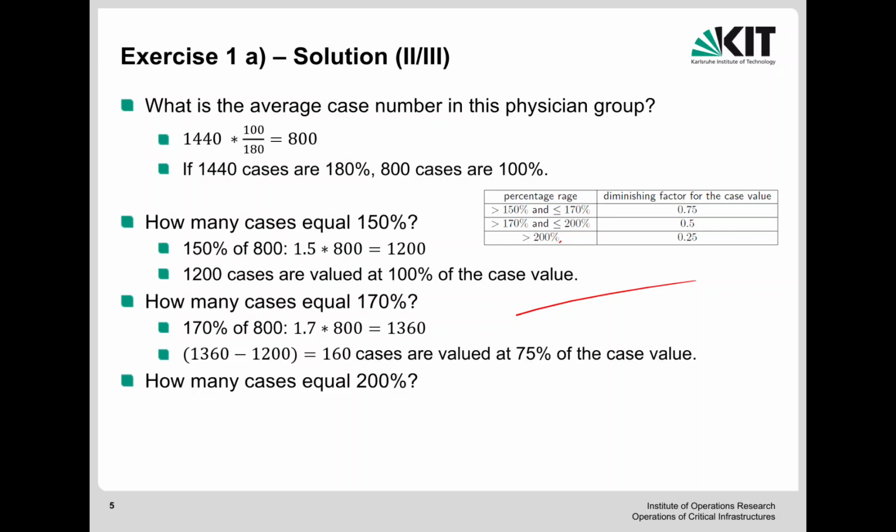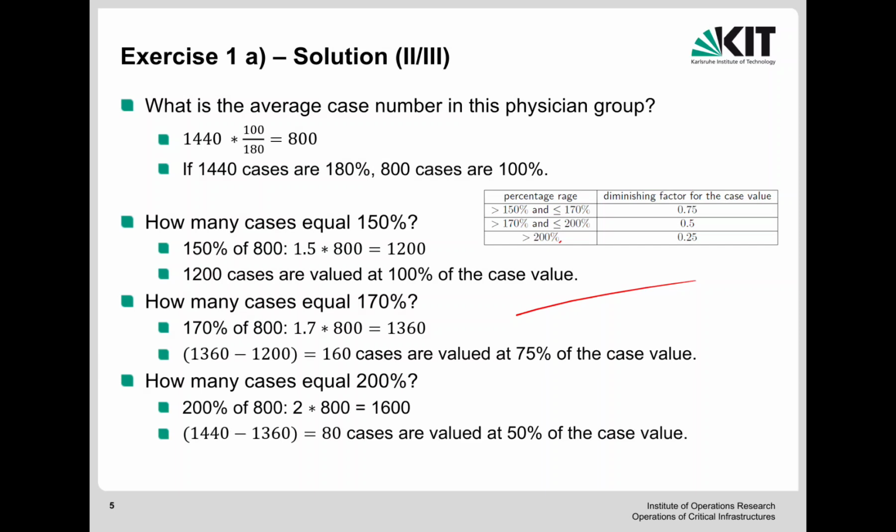Okay, so the last question is how many cases equal 200%? Because here we get a diminishing factor of 50%, and 200% of 800 cases is obviously 1,600. Meaning that the difference, here again, 200% minus the 170%, so 80 cases are valued only at 50% of the case value, and everything above these 1,600 cases will be diminished further, and we get only 25% of the case value. Okay?